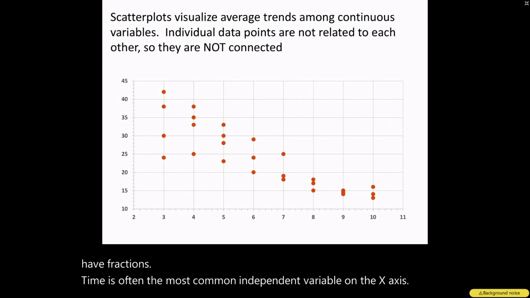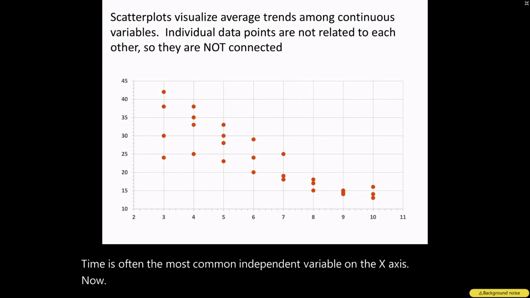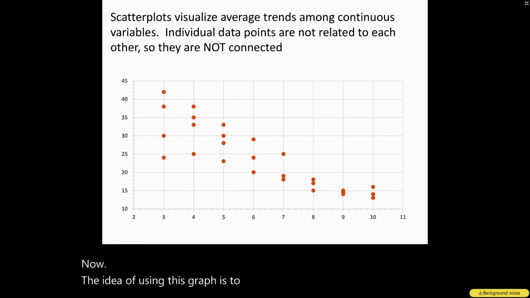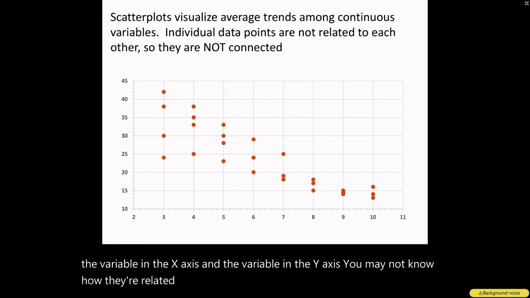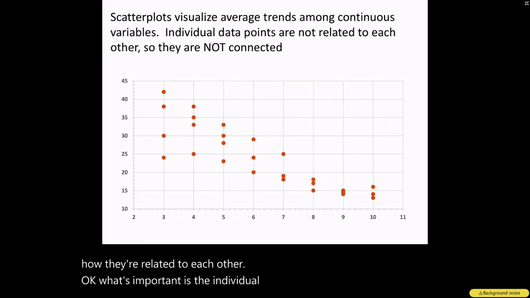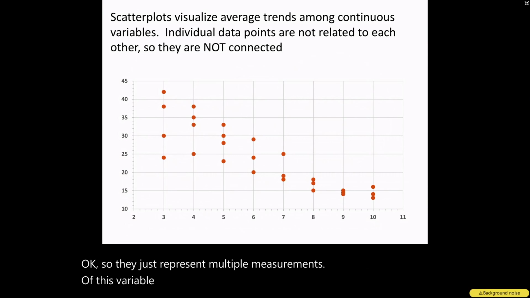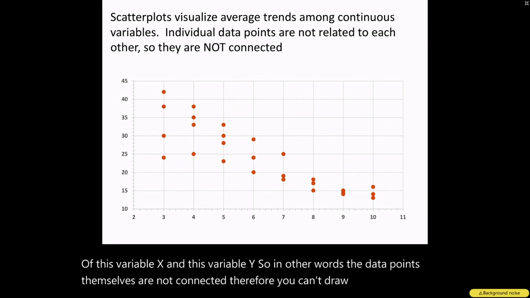Okay. Now, the idea of using this graph is to visualize if there is a relationship between the variable in the x-axis and the variable in the y-axis. You may not know how they're related to each other, okay? What's important is the individual data points are not related to each other, okay? So they just represent multiple measurements of this variable x and this variable y. So in other words, the data points themselves are not connected. Therefore, you can't draw a line between them.